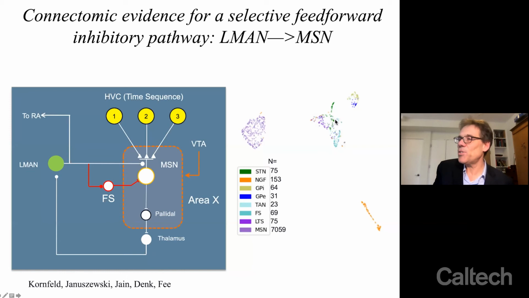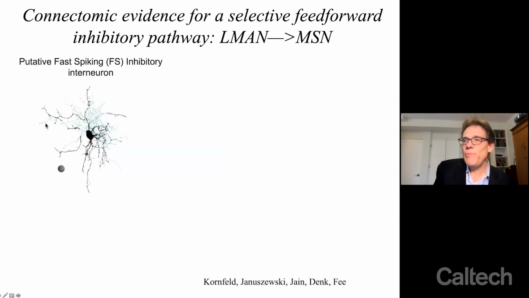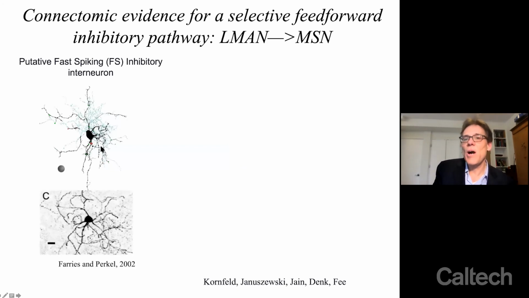Here is a cluster of putative cholinergic tonically active neurons, and here is our cluster of putative fast spiking neurons. So Jürgen began analyzing those fast spiking neurons, and what he found is that, of course, because this is how they were clustered, those neurons are very similar in morphology to labeled fast spiking neurons in area X that David Perkel identified using electrophysiological recordings.